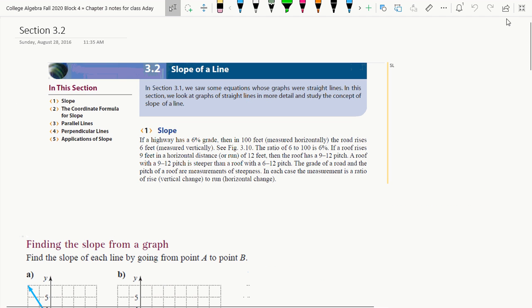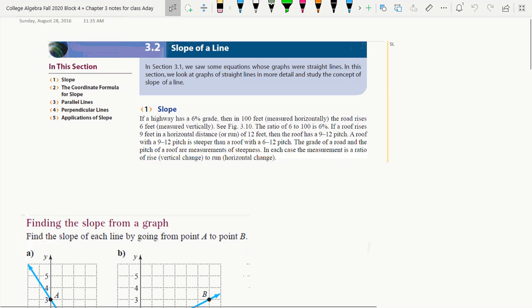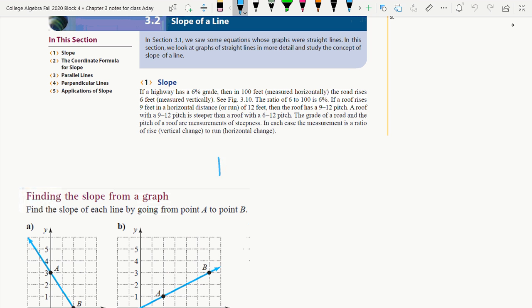Hello, today's notes are 3.2, slope of a line. So the slope is the rise over the run. I know you've heard that somewhere in your past. So rise over run is the slope. Sometimes you might see it as the change in y over the change in x. It's always abbreviated m.